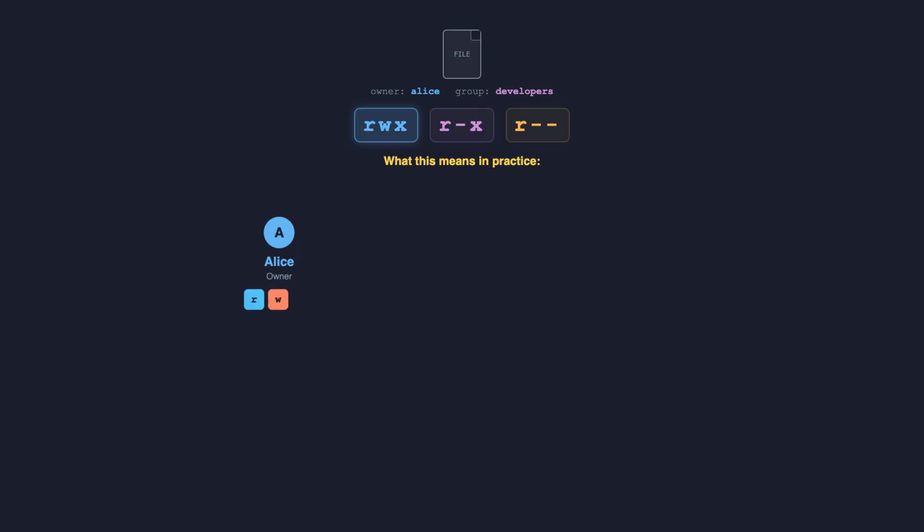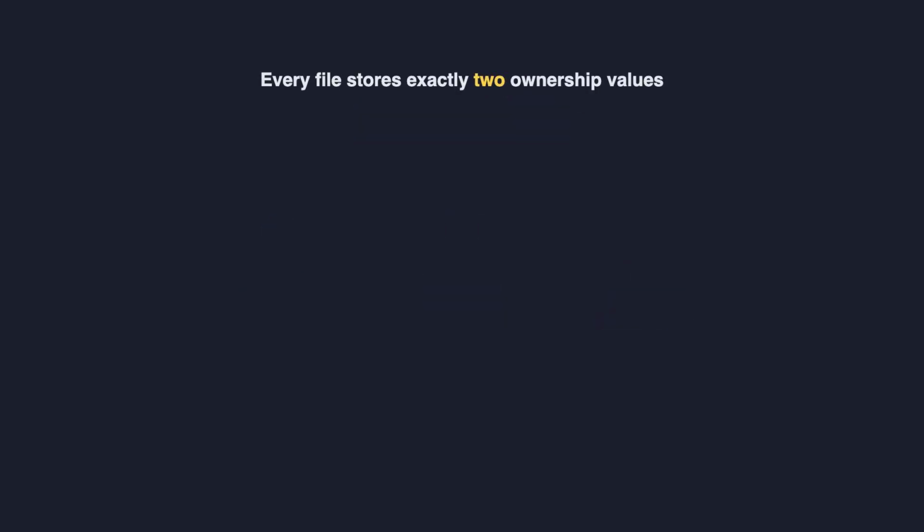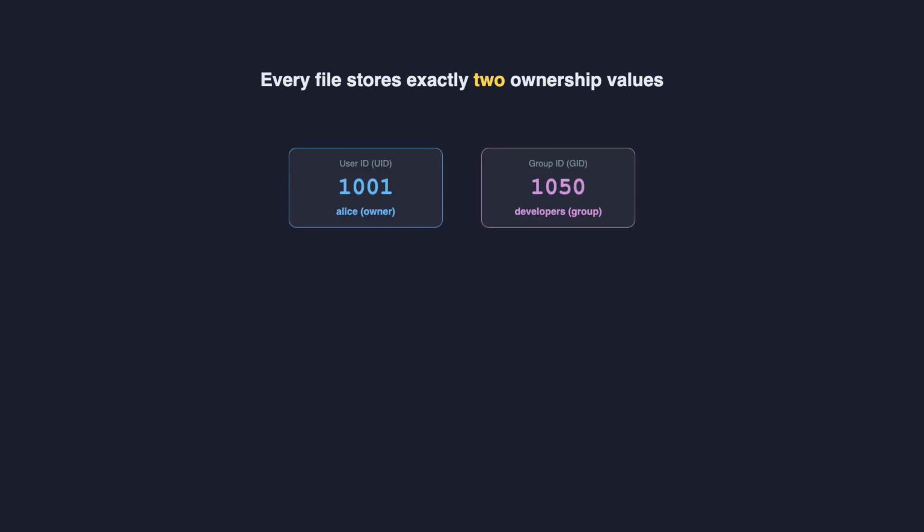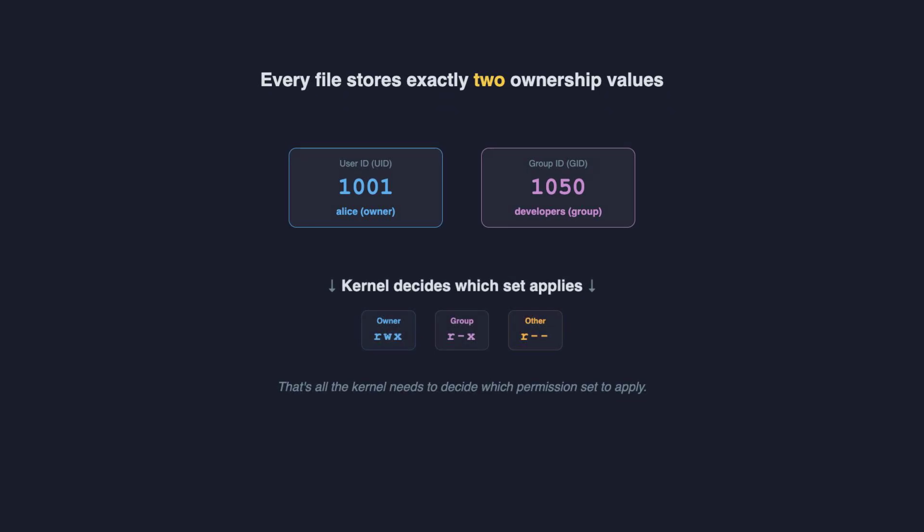Let's say Alice creates a file, and the file's group is set to developers. The permissions read rwx, r-x, r--. Here's what that means in practice. Alice, as the owner, gets full access. She can read, write, and execute. Bob, who is a member of the developers group, can read and execute the file, but he cannot modify it. And Charlie, who is neither the owner nor in the group, can only read the file. Nothing more. Every file on Linux stores exactly 2 ownership values: a user ID for the owner and a group ID. That's all the kernel needs to decide which of the 3 permission sets to apply.